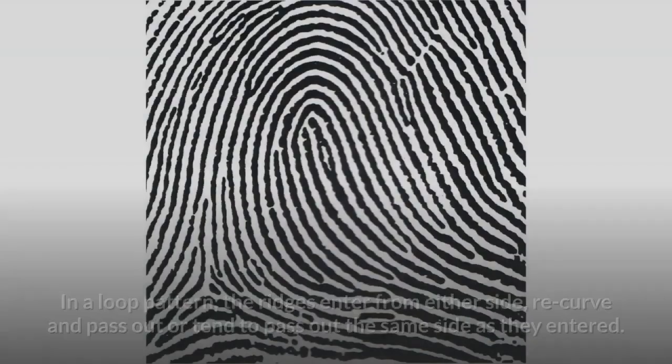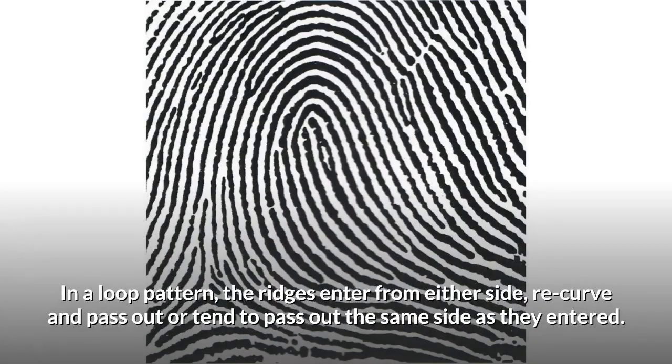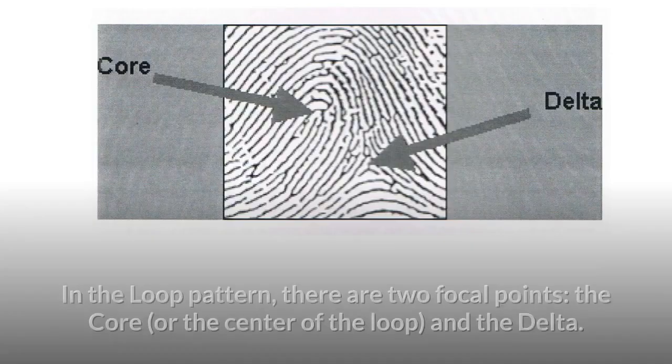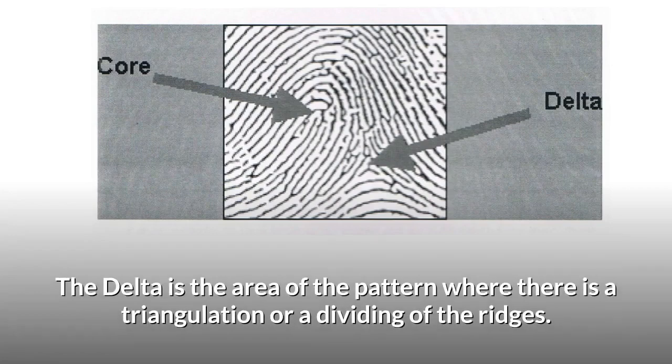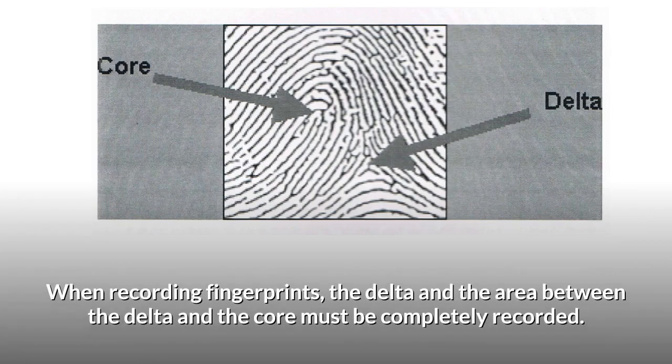Loop pattern. In a loop pattern, the ridges enter from either side, recurve, and pass out or tend to pass out the same side as they entered. In the loop pattern, there are two focal points: the core, or the center of the loop, and the delta. The delta is the area of the pattern where there is a triangulation or a dividing of the ridges. When recording fingerprints, the delta and the area between the delta and the core must be completely recorded.